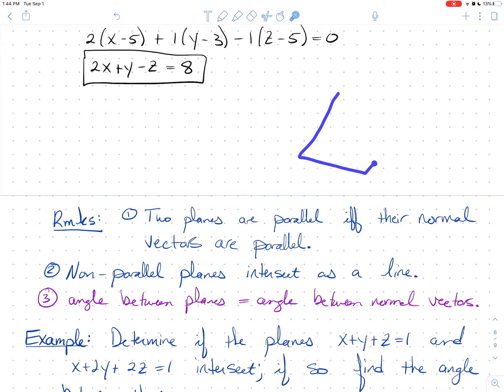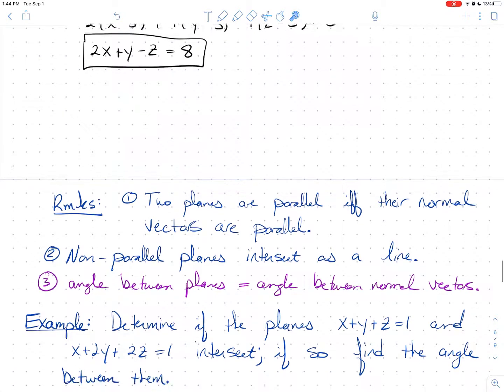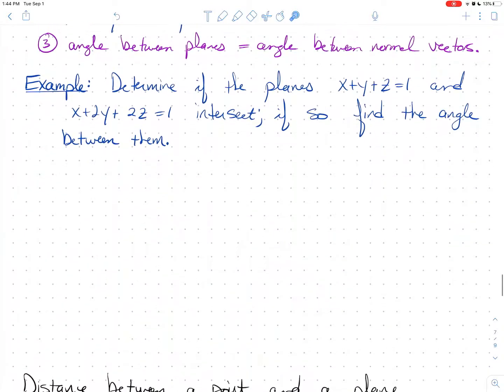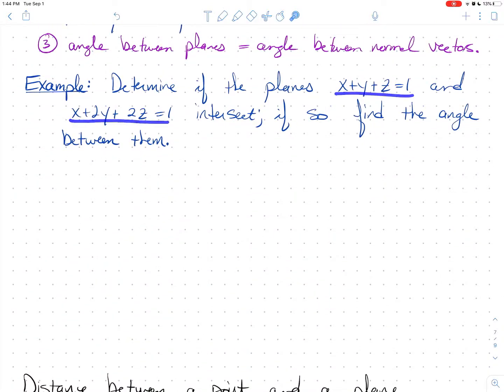And so let me show you. If I have a plane here and then a plane coming out like that, the angle between them, all I have to do is compute the angle of their normal vectors. And if you think about it for a minute and even sketch, you can see why that's true. So let's do an example. Let's determine if these two planes are parallel or not. It asks if they intersect, and that's just checking whether or not they're parallel. If they are parallel, they won't intersect, otherwise they will. And so it says if they do intersect, find the angle between them.